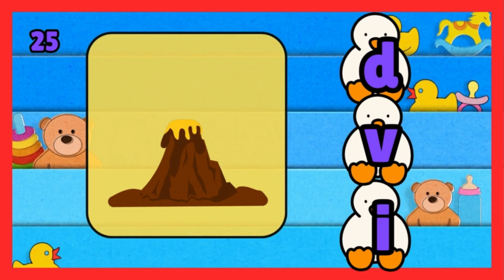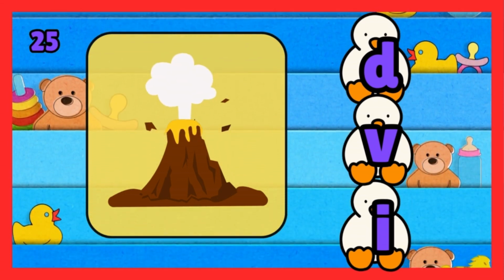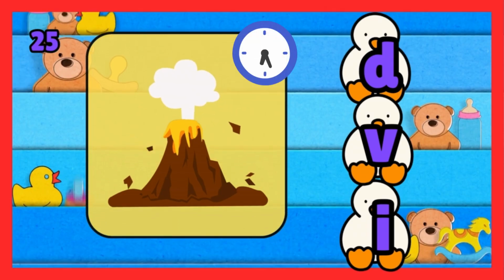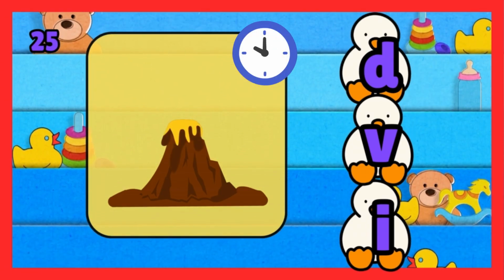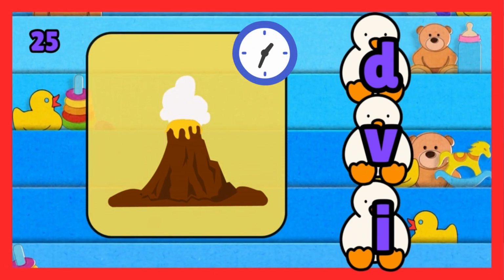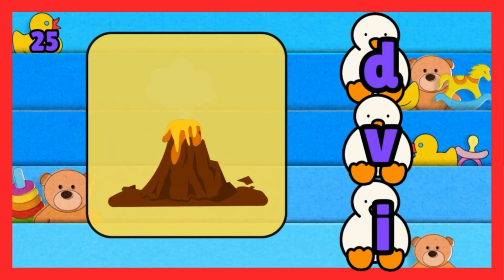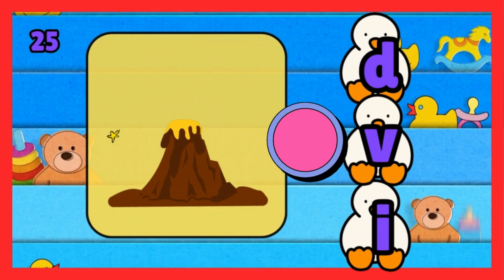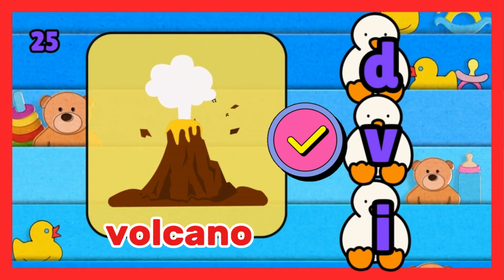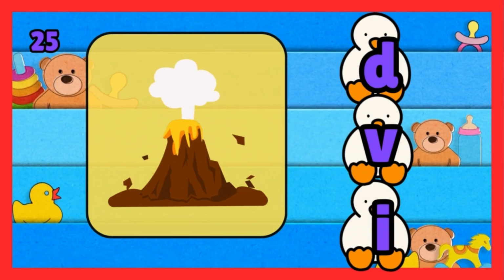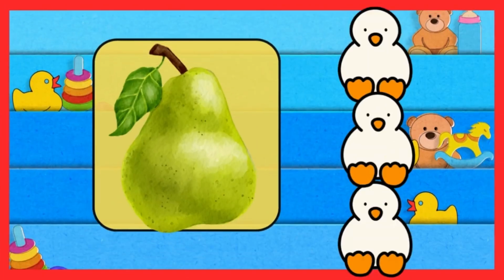What's the beginning letter of the word volcano? The beginning letter is V. That's right. The word volcano begins with the letter V.